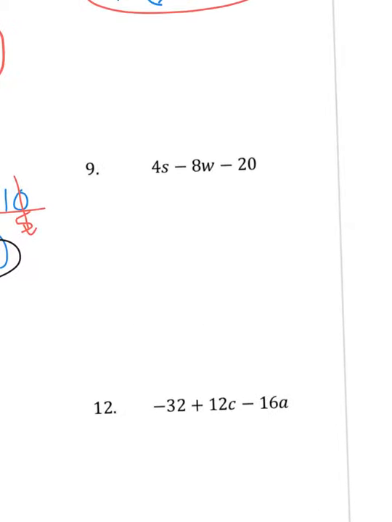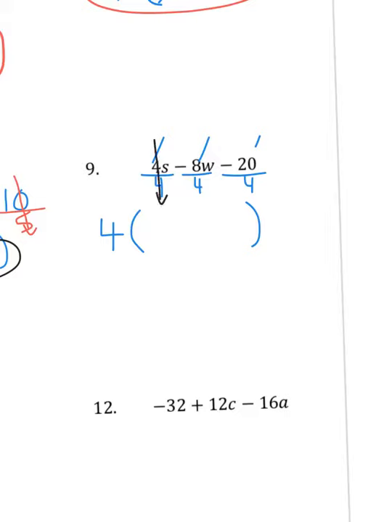Okay, this one, number 9. I have 4S, 8W. That's in alphabetical order, so I'm good there. I see a 4, an 8, and a 20, and I know they could all be factored out by 4. So divided by 4, divided by 4, divided by 4.